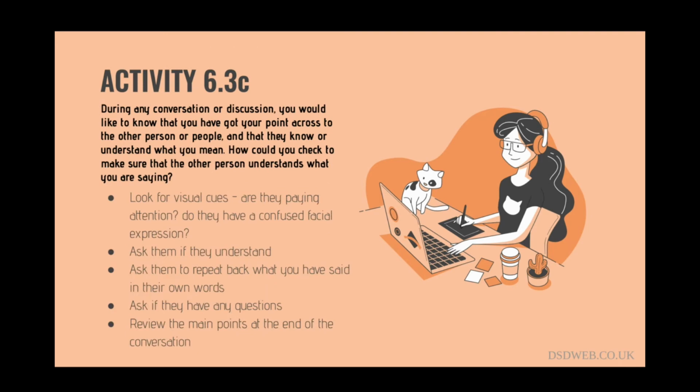The next question asks you how you would check that the points you have made during a conversation have been understood by the other person. Of course, during the conversation, you should observe the body language and the facial expressions of the individual for any signs that they may not have understood what you have said. You should regularly ask after each point if they understand what you are saying and confirm this by asking them to repeat it back to you in their own words.